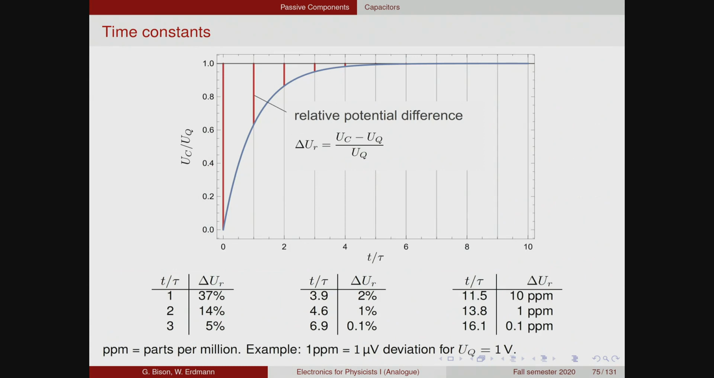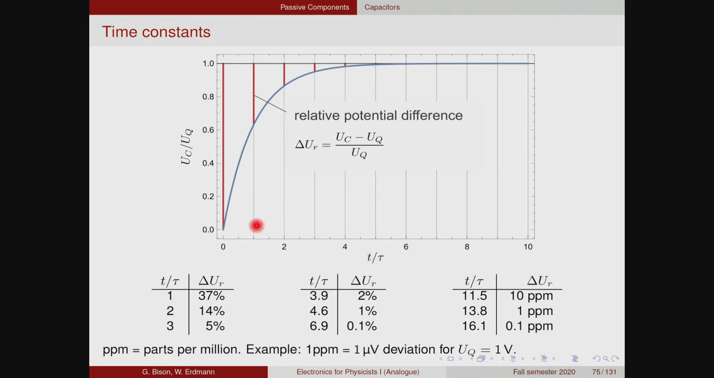And this graph here shows how large this difference is. So if we start charging the capacitor at time zero here, and now I've shown time in units of the time constant. And I show voltage divided by the source voltage. So this is a completely dimensionless graph, and it looks the same for every capacitor that you have and every voltage, because it's scaled in this way.